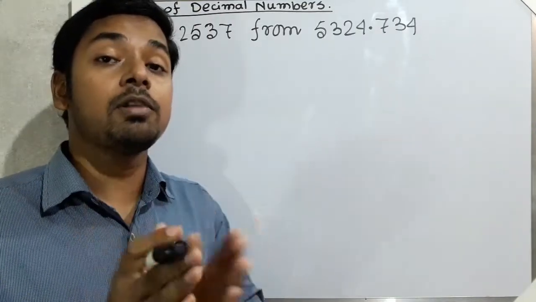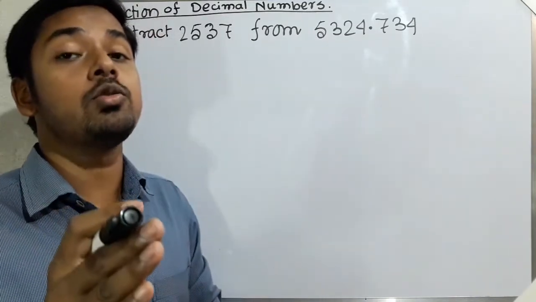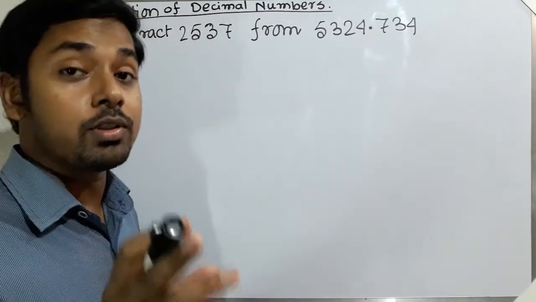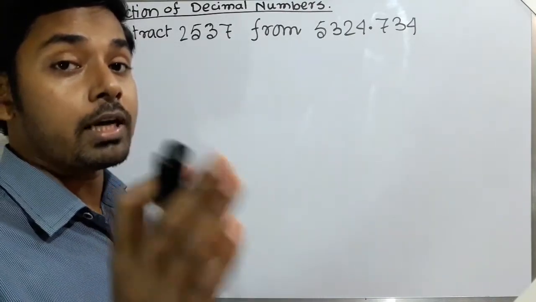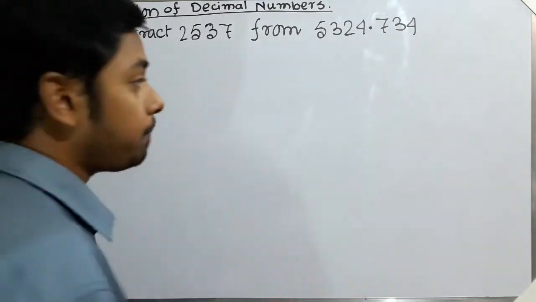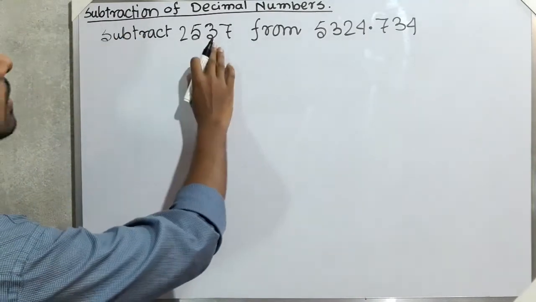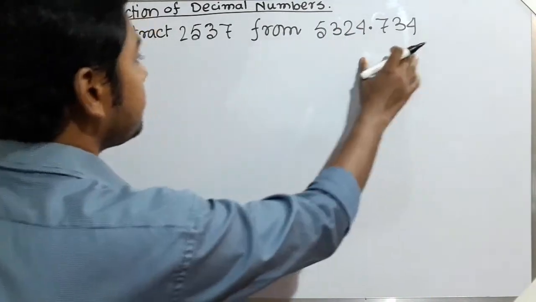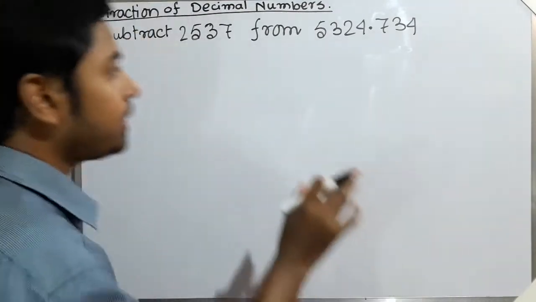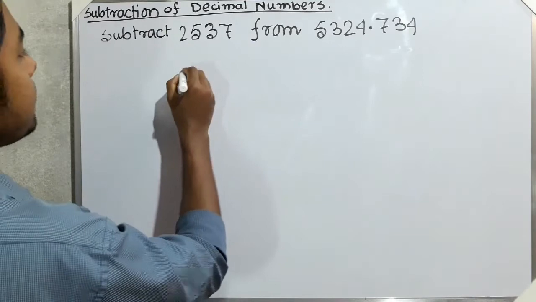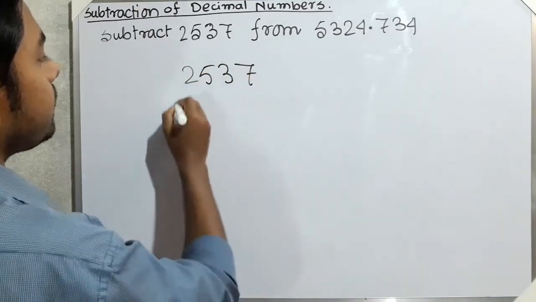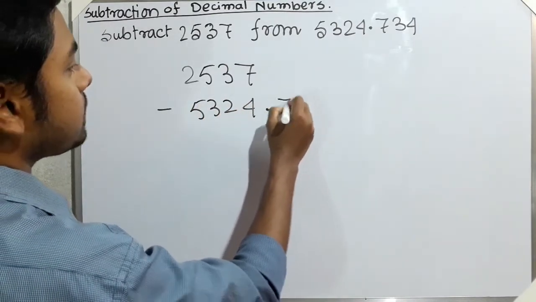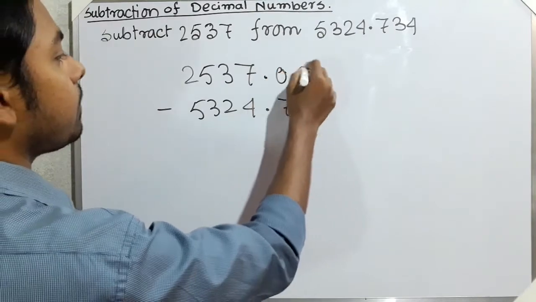Now we will see some common mistakes that students make at the time of subtraction. Mostly students do this type of mistake, and I'm going to show you what types. Suppose your question is to subtract this one from this one, and the students, before reading the question carefully, directly start like this: 2537 minus 5324.734. Here they have done it correctly.